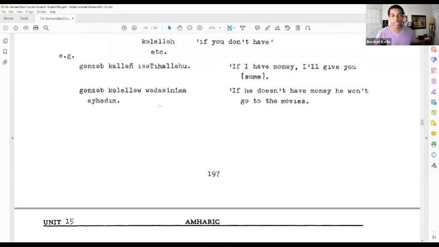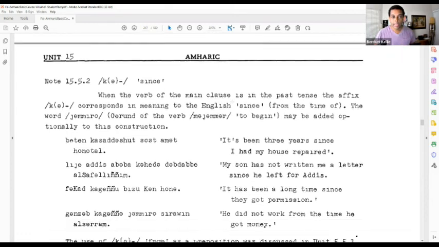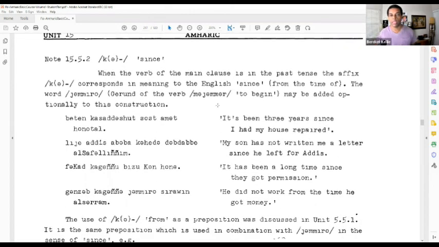Then we will look at 15.5.2, where we see now ka used as since. Here, the main clause is in the past tense and has ka affixed to it, meaning since or from the time of, and it could have the gerund jamro, from majamad, to begin, added on, but that's optional, so you may or may not see it.